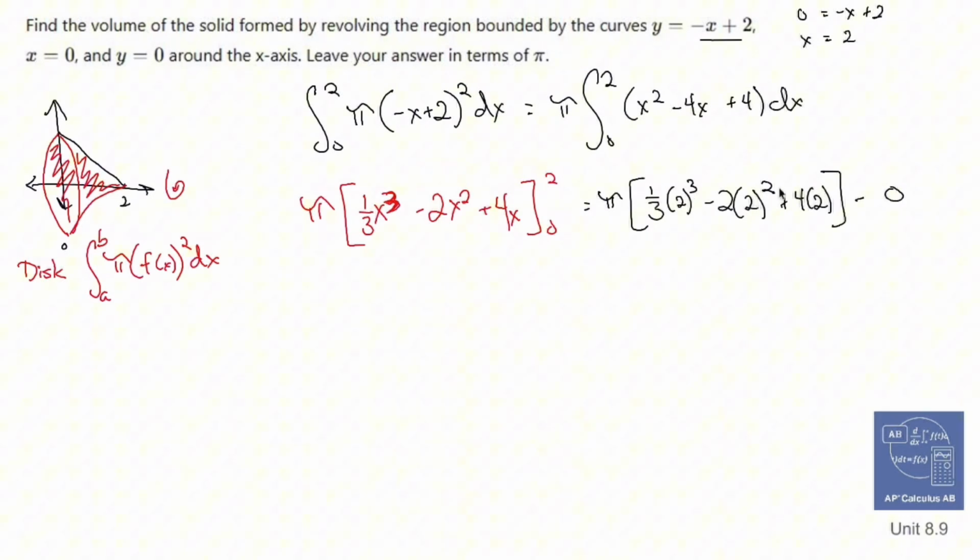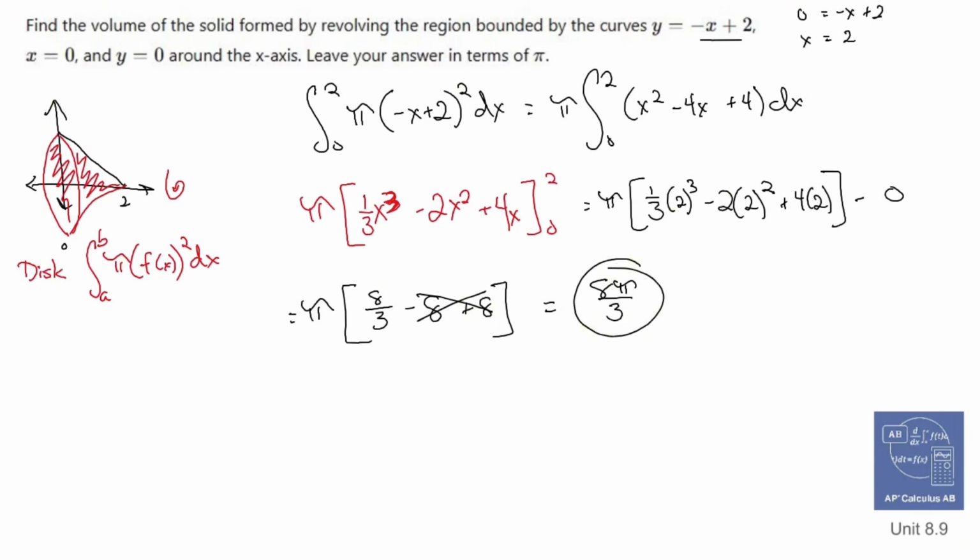So now it's just a matter of doing that little bit of math right there. Pi times, 2 to the third is 8, so that becomes 8/3. Okay, minus regular 8 plus regular 8. Oh, happy day, you cross out. So much crossing out. And at the end, we get 8 pi over 3.